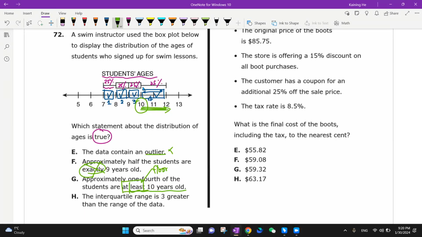So that means that we start there. We start at 10 years old, we actually see 25%. Well, actually, hold on, 25% over here is actually 1/4, isn't it? So I believe this will be a good answer. Let's double check on answer H to see if that is going to be correct.